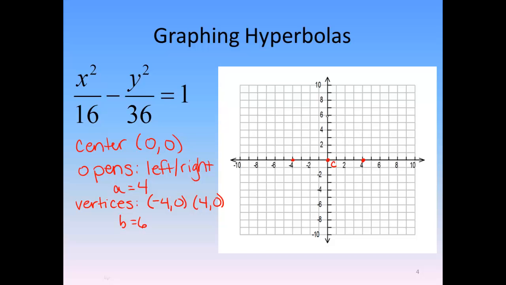Because it's under y, I am going to go up and down 6. But these aren't vertices, and these are not part of our hyperbola. What the 6 up and down does is it allows me to make a rectangle. And these points that I made, both my vertices and these points on the y-axis, act as midpoints of a rectangle. The asymptotes are the diagonals of this rectangle.